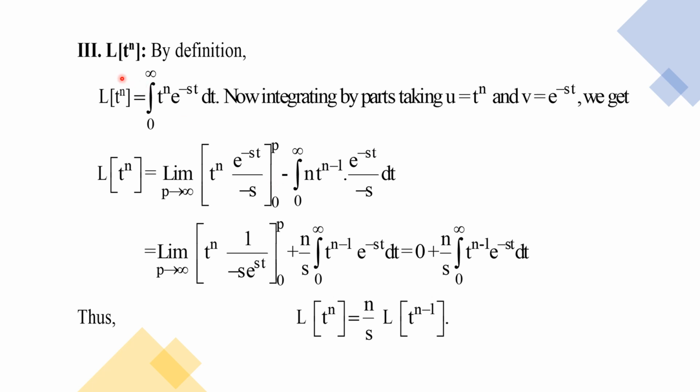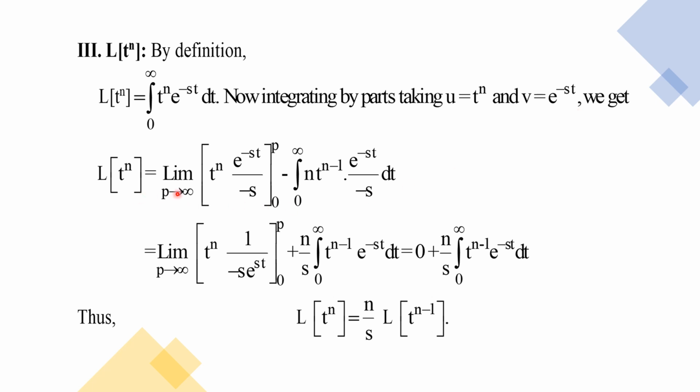Now similarly you can easily find Laplace of t power n. By the definition of the Laplace transform, integral from 0 to infinity of t power n e power minus st dt. Use the integration by parts formula. So u is t power n, which means we take the derivative of t power n, and v is e power minus st, which means we take the integration of this term.